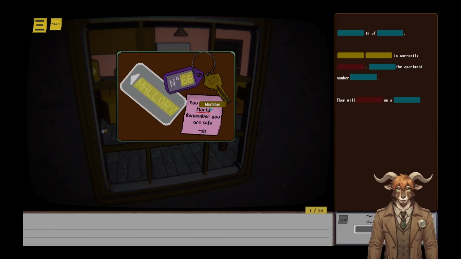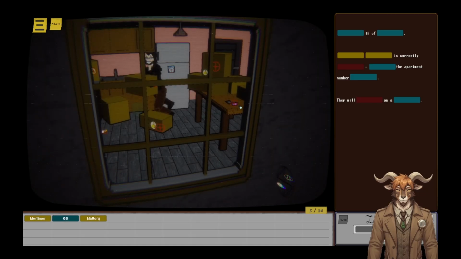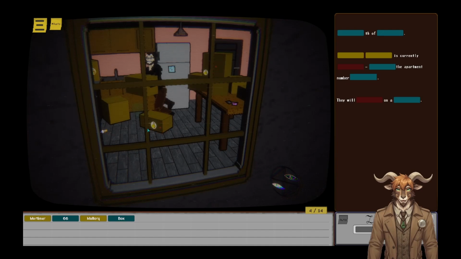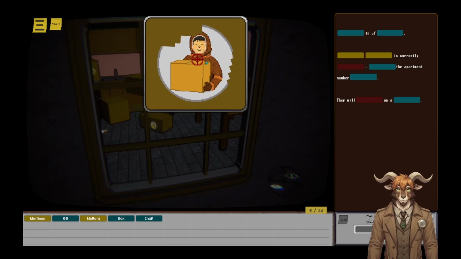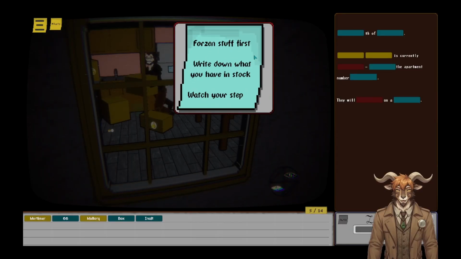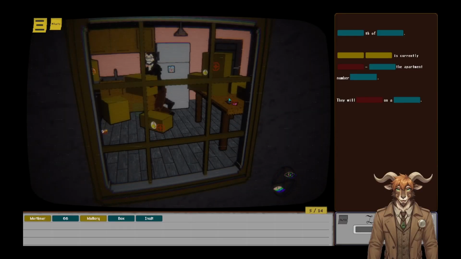You got this, Morty. Remember that you're safe. Number 66, Mallory. Okay. A box. I wonder if he's writing those letters to himself, if he's Morty. An Inuit. We've got an Inuit in the box. Frozen stuff first, write down what you have in stock, watch your step.